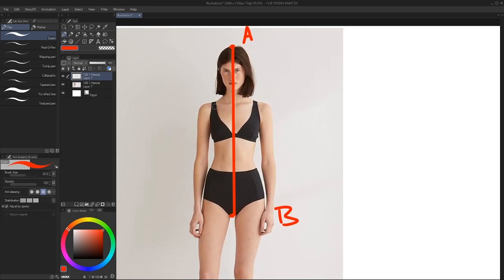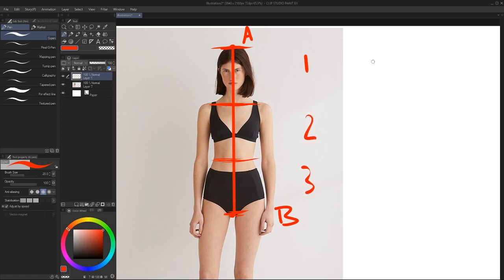The upmost 1/3, you can see the collarbone here. This would indicate the upmost 1/3 of the body. And if we double it, it would give us another 1/3. And if we double it again, we have 3 equal parts. So this is the first section, this is the second, this is the third.